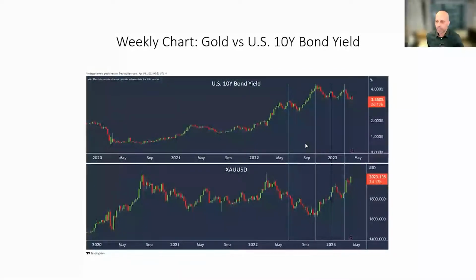Okay, now we'll compare two charts. So we know that real rates, bond yields, and the dollar, the strength of the US dollar, affects the price of gold, right? So what we have here is a chart of the US 10-year bond yield with the instrument XAU USD.